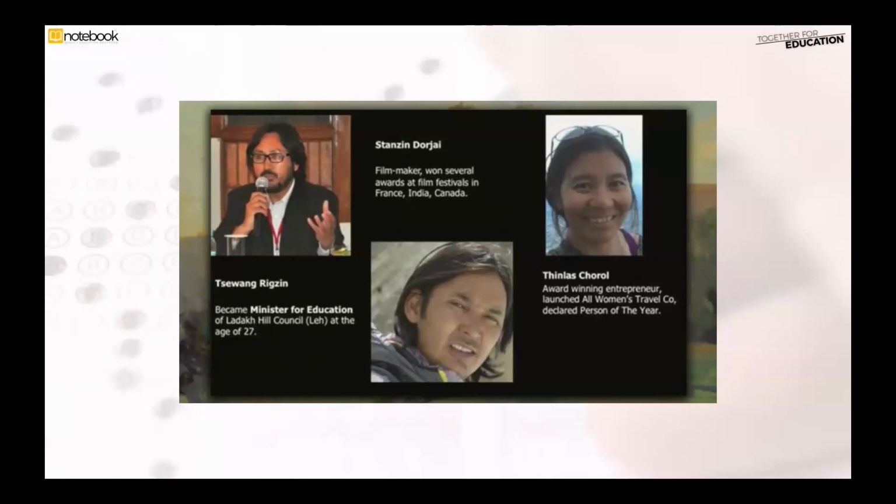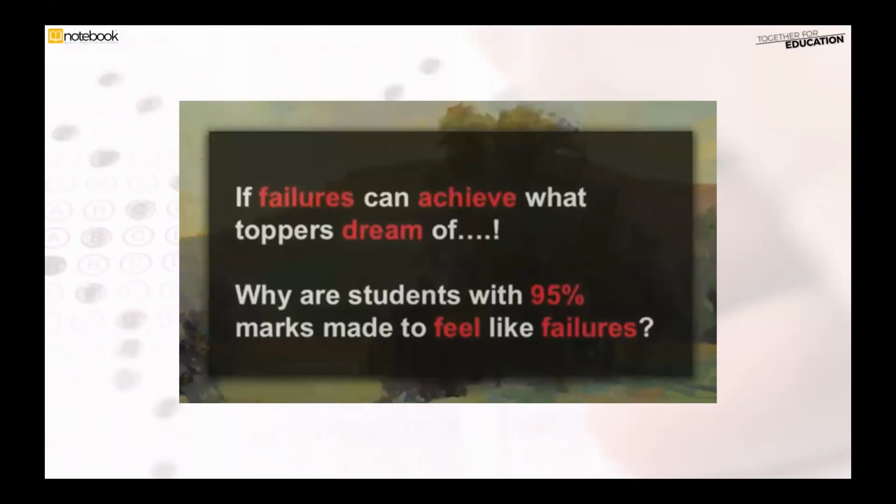So what's common? Why am I showing you these pictures? What's common among all 3 of them? All of them failed multiple times in their school leaving exams, matric. The first gentleman failed 5 times, the second one 4 times, and the lady 3 times. And yet, they are role models, hugely successful. So at times, students who score 95% marks are also made to feel like failures when society judges them for not getting admission to a top college.